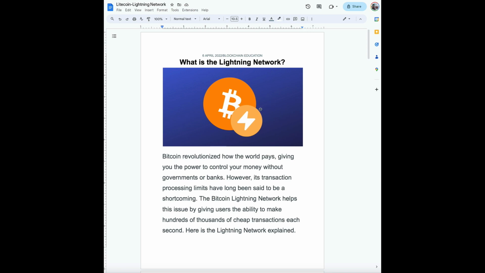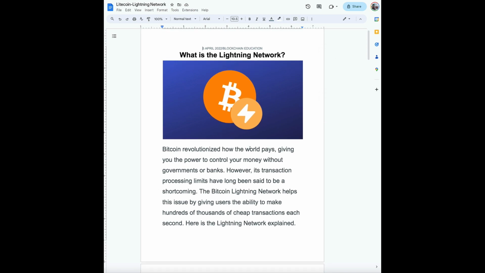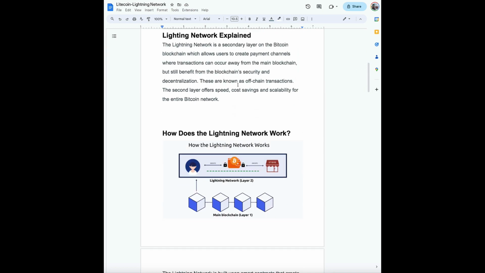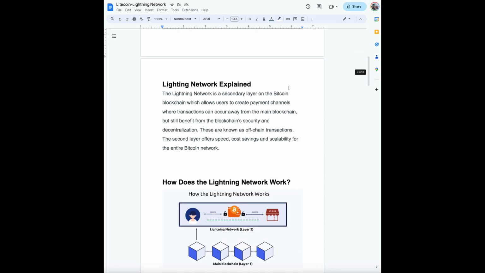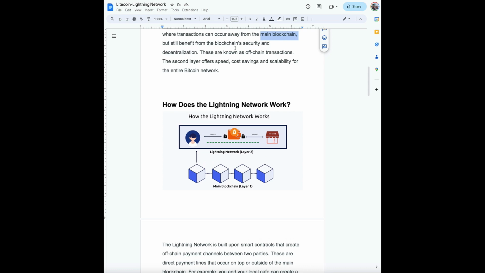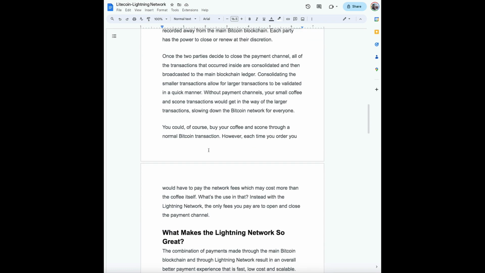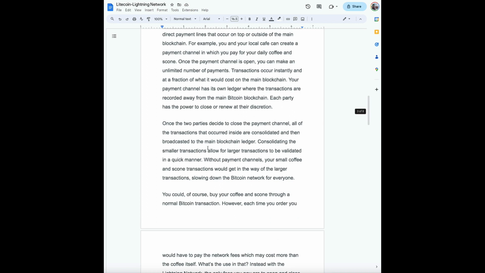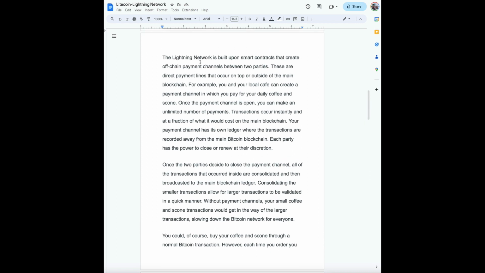And at the same time, Bitcoin is supposed to be this quote unquote store of value, to build wealth. So why are we creating this secondary layer to transact off chain? It's not even the main blockchain, right? So how is that secure and decentralized? How do we know what this Lightning Network is? It's a different blockchain, right? This Lightning Network is built on smart contracts that create off-chain payment channels between two parties. So it's not even on-chain. In essence, it's literally the opposite of what Bitcoin stands for.